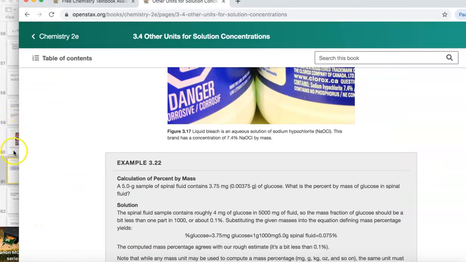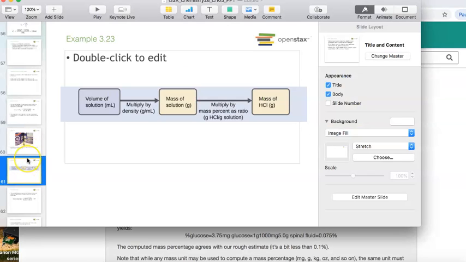Okay, so going back now to our PowerPoint here, we can look at this flow chart, and it's showing us how to go from the volume of a solution to the mass of a solution by multiplying by density, okay? And then going from the mass of a solution to the mass of hydrochloric acid, in this example, by multiplying by the mass percent as a ratio, okay? So we'll look at some example calculations of doing that.